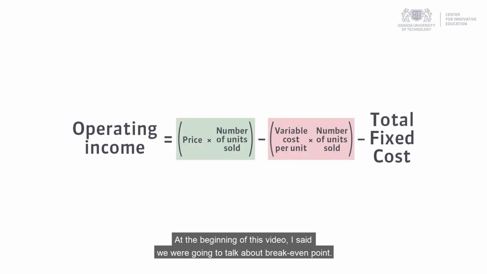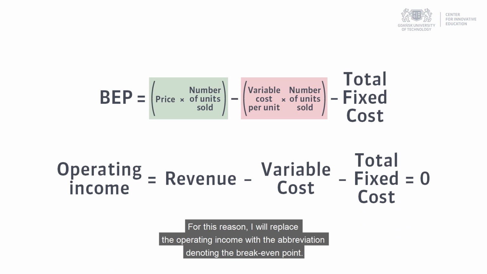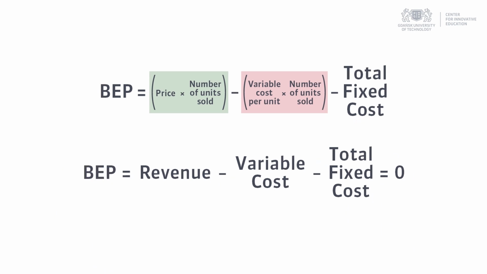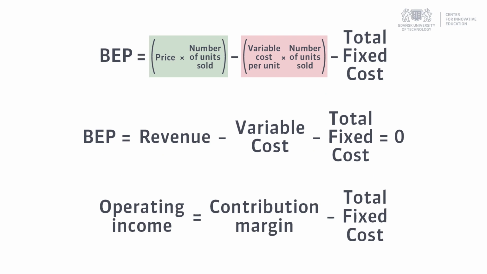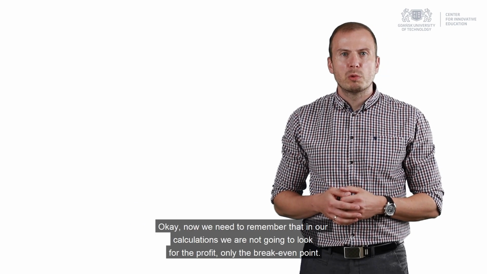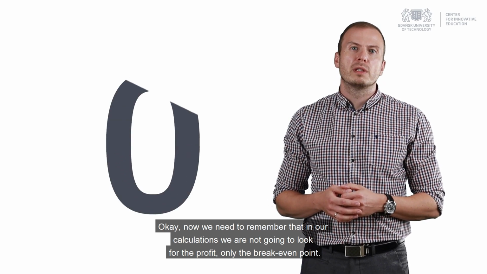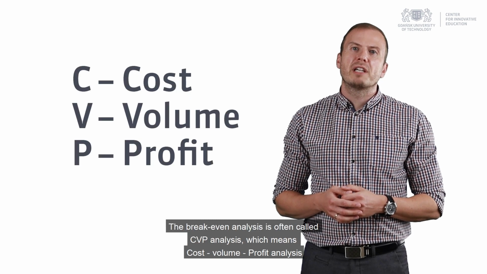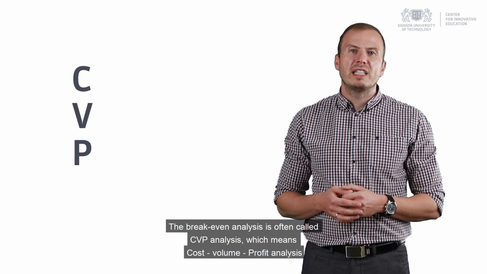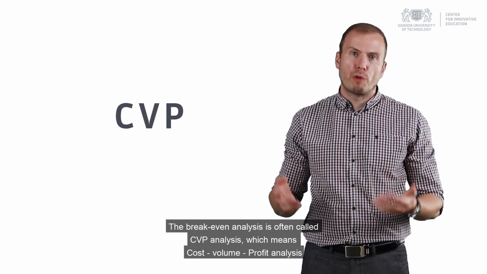At the beginning of this video, I said we were going to talk about break-even point. For this reason, I will replace the operating income with the abbreviation denoting the break-even point. Okay, now we will remember that in our calculations, we are not going to look for the profit, only the break-even point. The break-even analysis is often called CVP analysis, which means cost, volume, profit analysis.